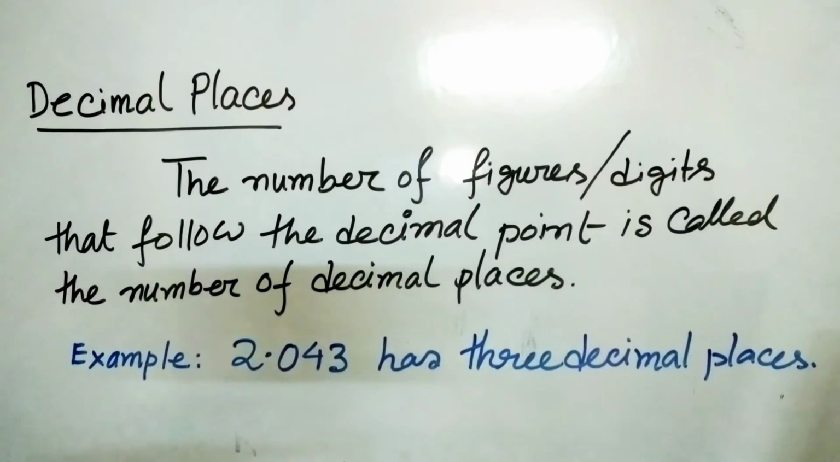Decimal places. The number of figures or digits that follow the decimal point is called the number of decimal places. For example, suppose 2.043. See, after this decimal point, there are 3 digits: 0, 4 and 3. So therefore, it is 3 decimal places.